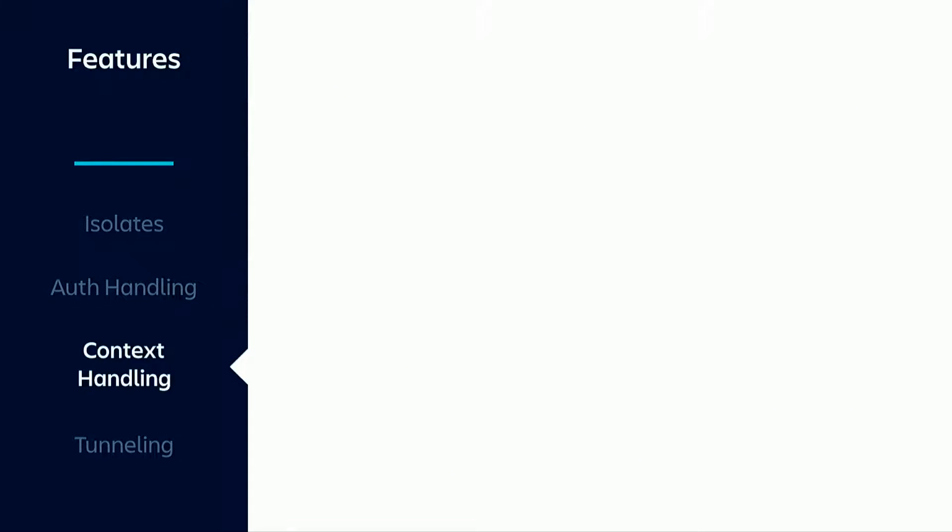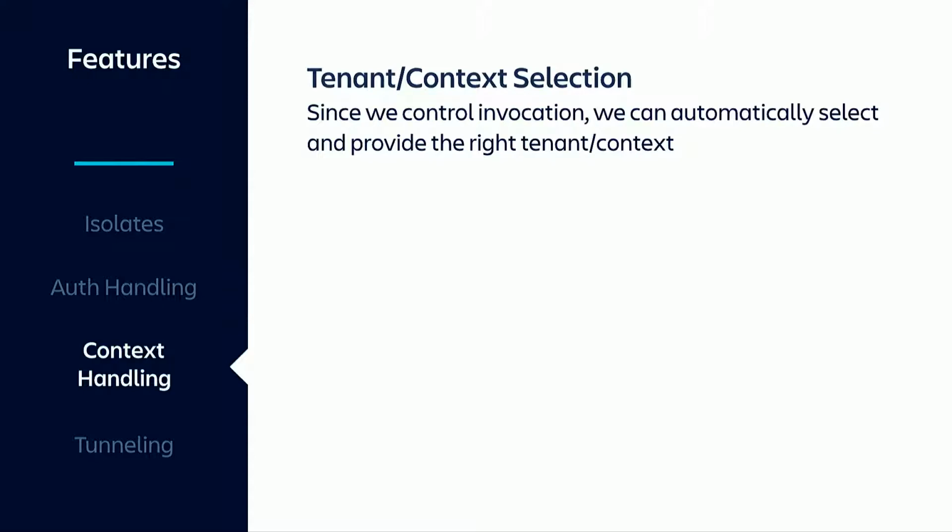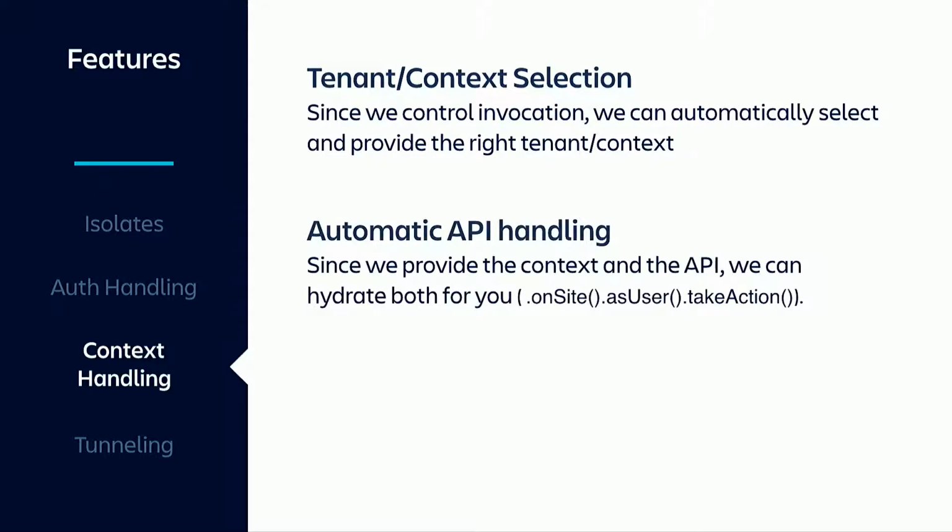Now, this brings us to our next point of context handling. Because we're invoking these apps, we know what context they're being invoked from. We know what tenants they're talking to. We have all of this information that we can provide you, and we can also have the APIs manage this automatically.